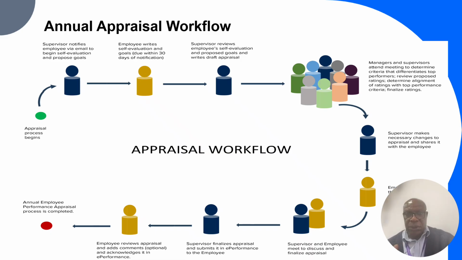Then the employee will read it, acknowledge it, and sign. Then the supervisor and employee will meet to discuss and finalize the appraisal. Supervisors then finalize the appraisal and submit it to the e-performance, that is the electronic performance folder for the employee, and then the employee reviews the appraisal, adds comments at intervals, and that ends the performance appraisal for that particular employee.